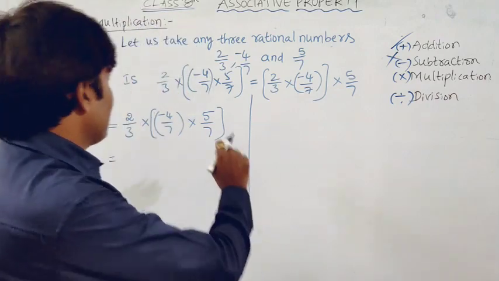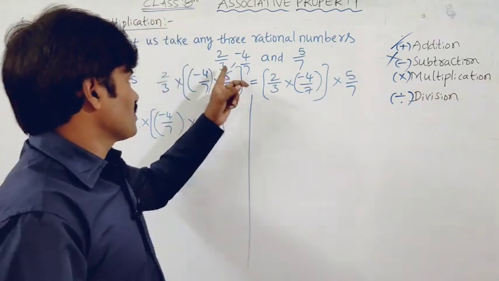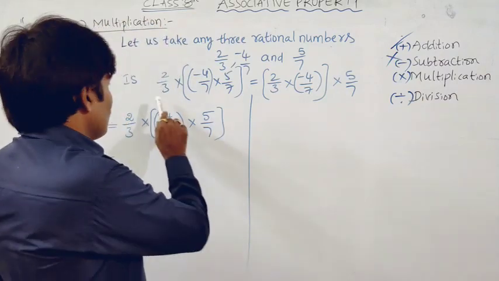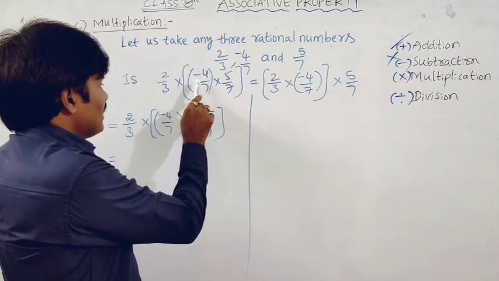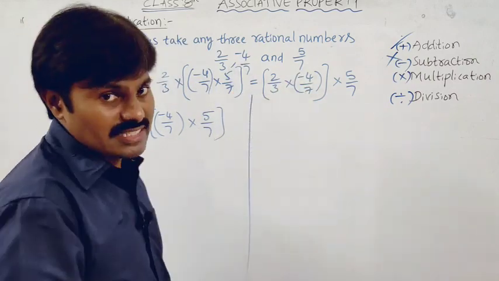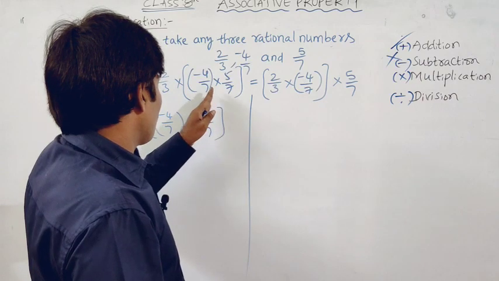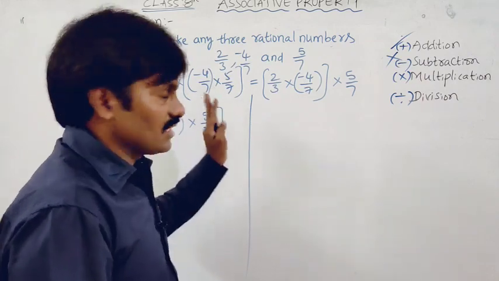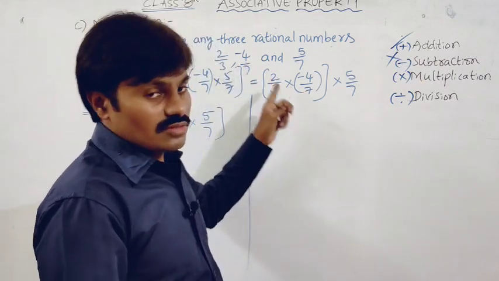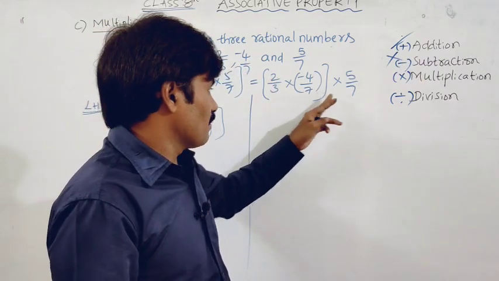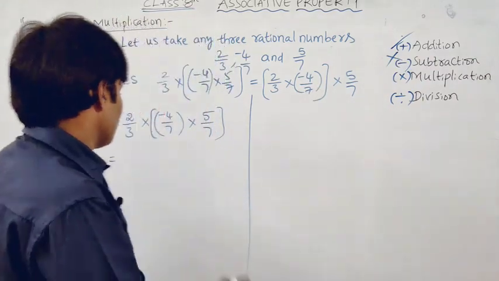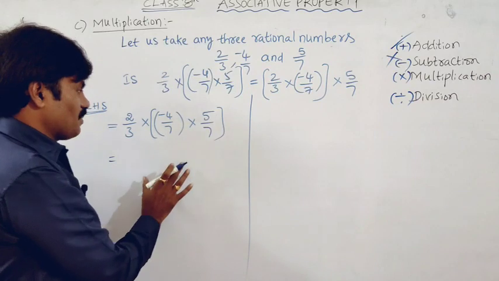Dear children, now we will check for multiplication, whether multiplication is associative in the set of rational numbers or not. Simple. Further, I have considered three rational numbers. Those are 2 by 3, minus 4 by 7 and 5 by 7. We have to check whether 2 by 3 into minus 4 by 7, the product multiplied by 5 by 7, gives the same result as first multiplying minus 4 by 7 and 5 by 7 and then multiplying the product by 2 by 3. In both cases, is the result the same or not, we have to check now. For that I have considered the LHS part.